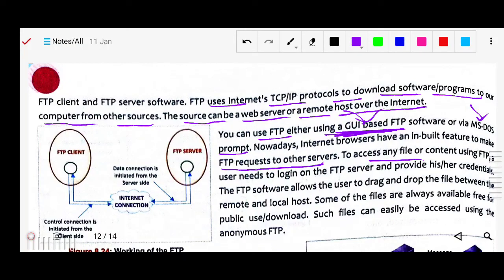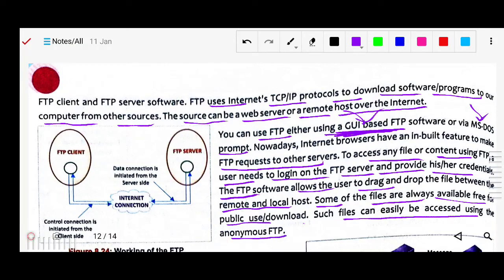To access any file or content using FTP, the user needs to log in to the FTP server and provide his or her credentials, means you have to prove that you are the correct one, you have to give your credentials. The FTP software allows the user to drag and drop files between the remote location and the host. Some of the files are always available for free public download, so they can easily be accessed.